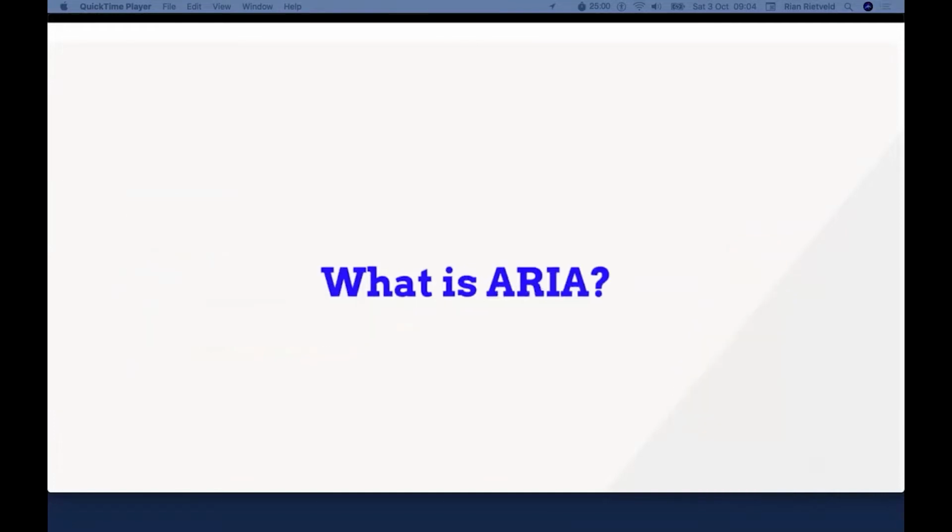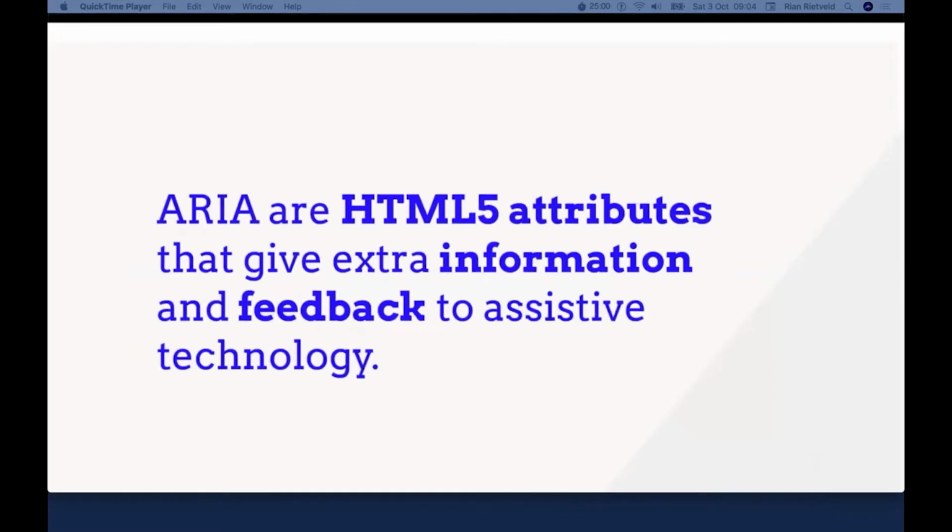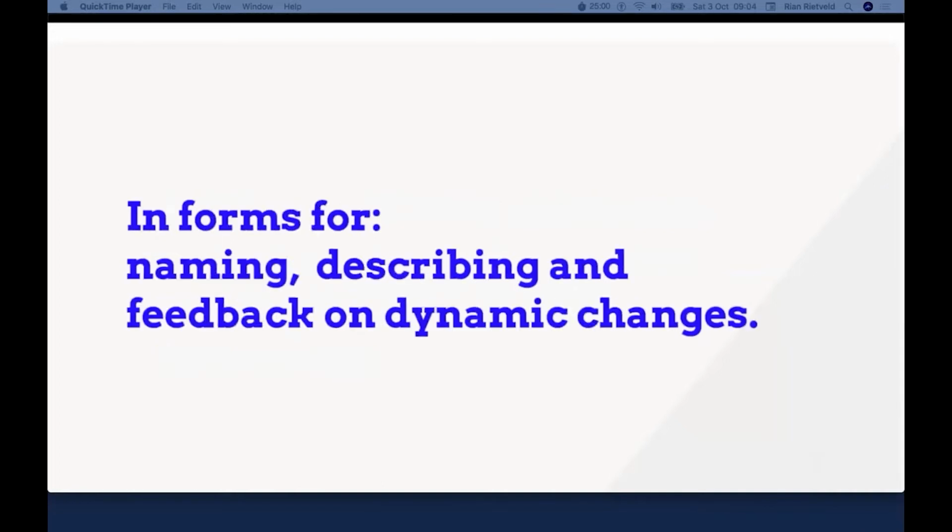What is ARIA? The abbreviation means Accessible Rich Internet Applications. You can forget that right away, but what you need to know is ARIA are attributes. HTML5 attributes that give extra information and feedback to assistive technology, like, for example, screen readers. In forms, you can use it for naming form controls, describing extra information, and for giving feedback on dynamic changes. I will give you examples of that in the demos later.